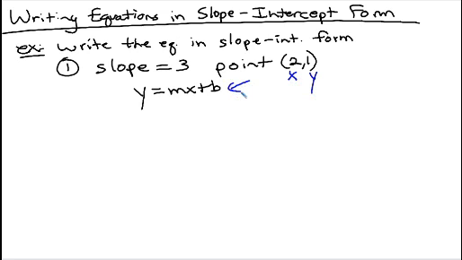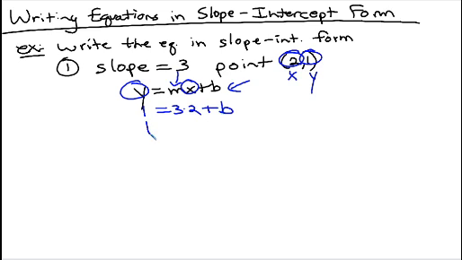I just plug in everything. The slope goes in for m. So I put 3 in for m. The x value goes in for x. So I have 3 times 2. The y value goes in for y. So the y value was 1. I put a 1 there. And I am looking for b. So I write the plus b. Now look what I've got, a very simple algebra equation.